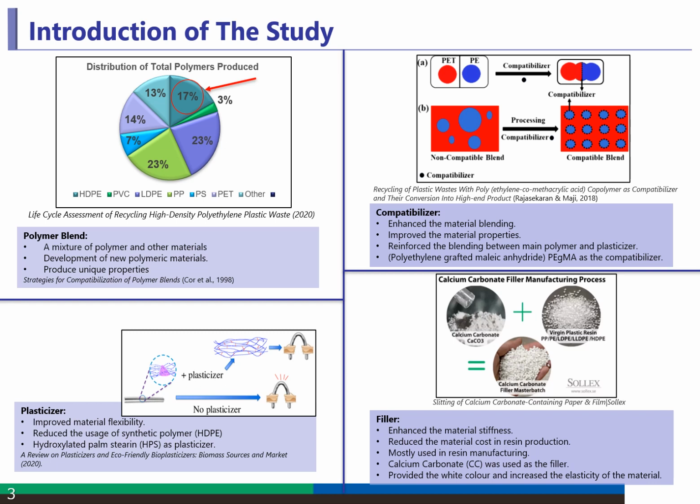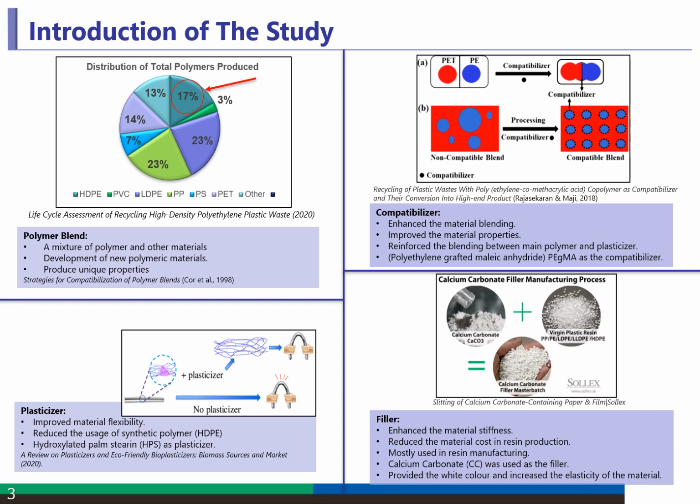The chosen plasticizer in this research is hydroxylated palm stearin as the main plasticizer, which is the biodegradable base. And then the second one, I will use the compatibilizer in this blending. The role of compatibilizer is to enhance the material blending, also to improve the material properties such as mechanical properties. So compatibilizer is used to reinforce the blending between the main polymer, which is HDPE, and the plasticizer, which is HPS.